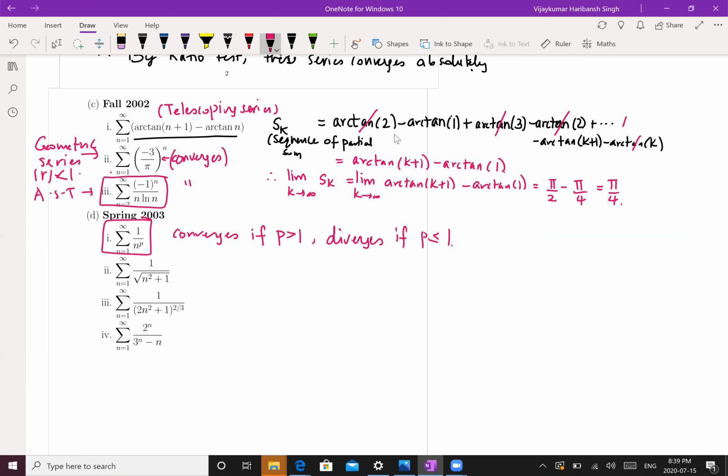Now comes the question. So which one? Here's the problem. We need to decide a priori, in advance, if we want to use the comparison test, whether it will converge or diverge. So the way to look at it is, look at this part here. This is roughly like 1 over the square root of n squared, which is 1 over n. So this will diverge. What test can you use?